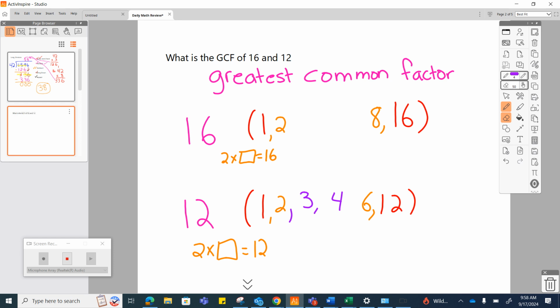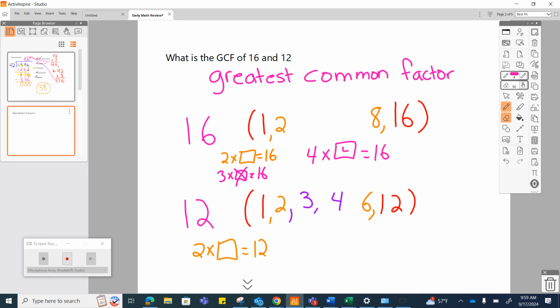Let's go back to 16 here. So 3 didn't work. 3 is not a factor. 4 times some number equals 16. Oh, 4 times 4.